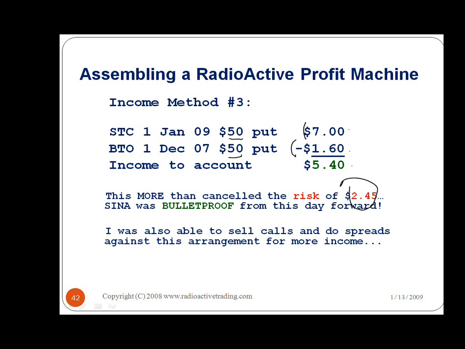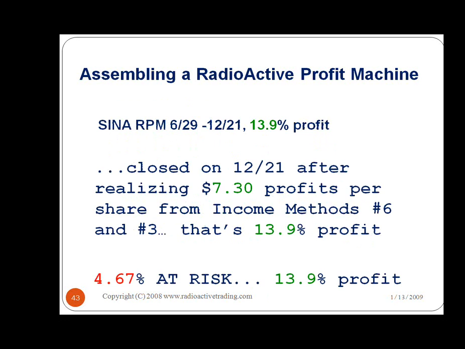Can I also sell calls against it? Absolutely. Can I do income method 6? I believe so. I can do all kinds of different things against this bad boy. And what really happened was I ended up taking out profits of $7.30 a share by using income methods number 6 and 3 in tandem, and the stock went back down, so I ended up exercising the put. Okay, so I only ever had about 5% at risk. I made a more than 13% profit, and I was bulletproof most of the time.